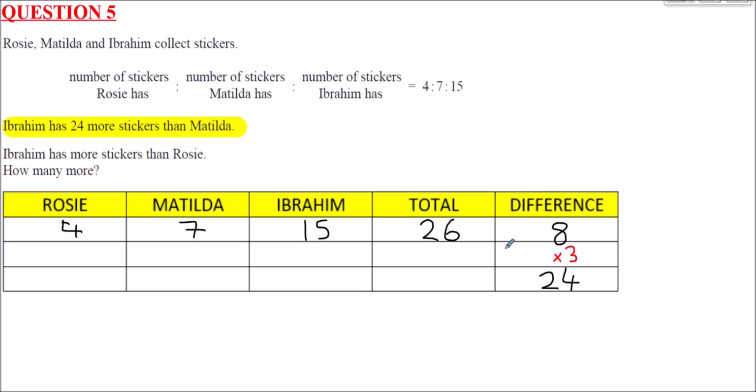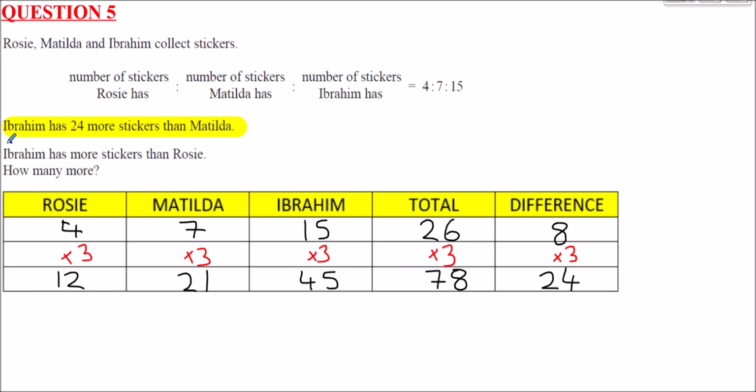And to keep the balance correct, we multiply all other values in this ratio table by 3 to get our final row. So Rosie, 4 times 3 has 12 stickers. Matilda, 7 times 3 gives 21 stickers. Ibrahim, 15 times 3 is 45. And if you want to, 26 times 3 would come to 78.